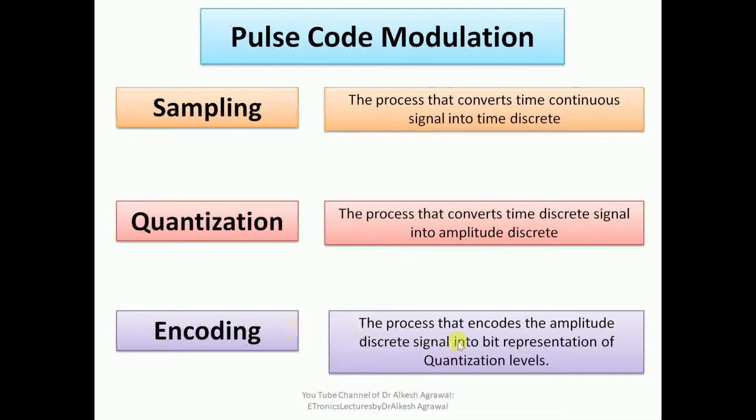And the last process is encoding, where the quantized signal is represented by a bit representation of the quantized levels. For example, if we have 8 quantized levels, each quantized level will be represented by 3 bits, and the sample quantized value will be converted into an encoded form in the form of bit representation. So these are the three different processes: sampling, quantization, and encoding.